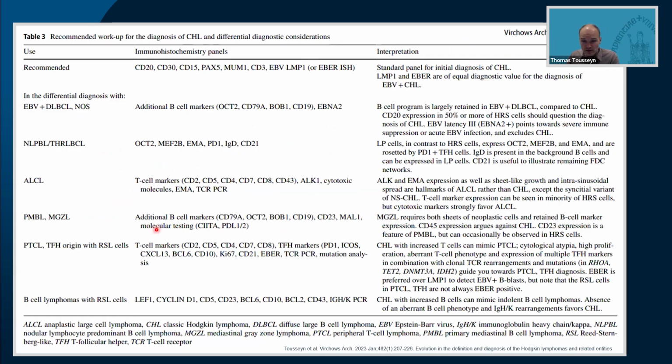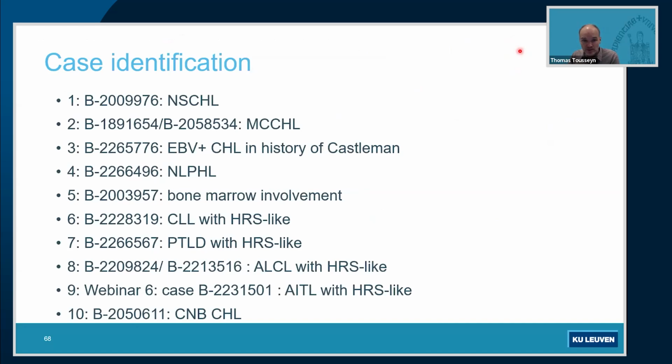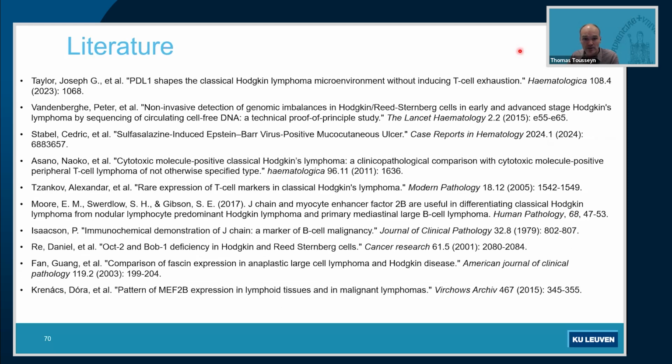For people who are interested in more details, I wrote a review in Virchows Archiv last year summarizing the most recent findings in Hodgkin lymphoma. These are the case identifiers for those who want to look at the cases I submitted, and then some literature. Thank you very much for your attention, and I'm open to any questions at the end of the session. Thank you very much.